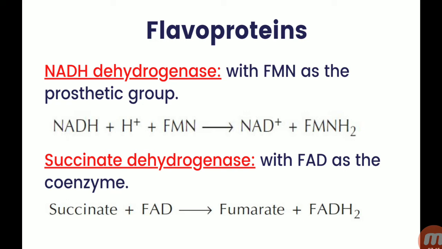Now the succinate dehydrogenase enzyme, found in the inner mitochondrial membrane, is a flavoprotein with FAD as a coenzyme. This can accept two hydrogen atoms from succinate and form FADH2, as given in the reaction. Succinate plus FAD forms fumarate, and while the succinate is converted to fumarate, these two hydrogens are given to FAD. So the FAD is converted to FADH2.